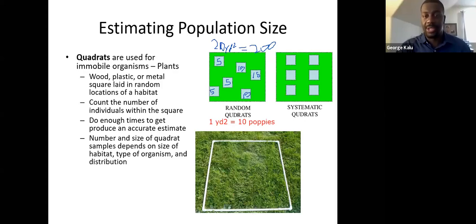Again, you just lay them out in random locations, take an average, and then use your average to extrapolate what the overall population size would be for the entire population. All right, so that's that. Those are quadrats. Those are used for immobile organisms like plants.